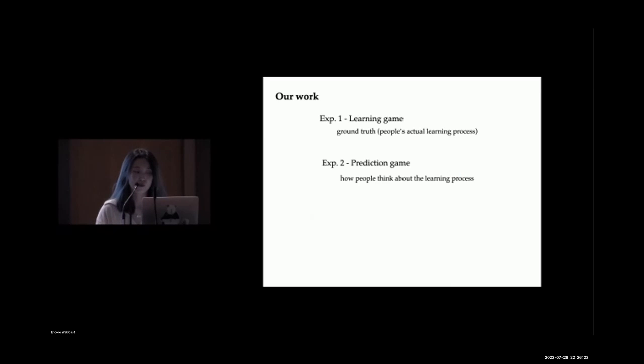So to test this question, we designed 2 experiments. In experiment 1, we get the ground truth of people's actual learning curves. And in experiment 2, we ask about how people think about learning. And we designed a game that can be used across both experiments called Lollitos. And the goal behind designing this game is really simple.